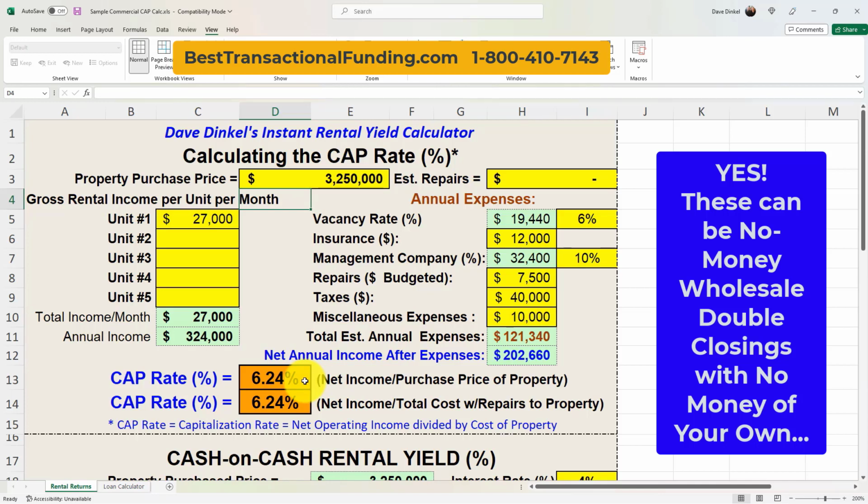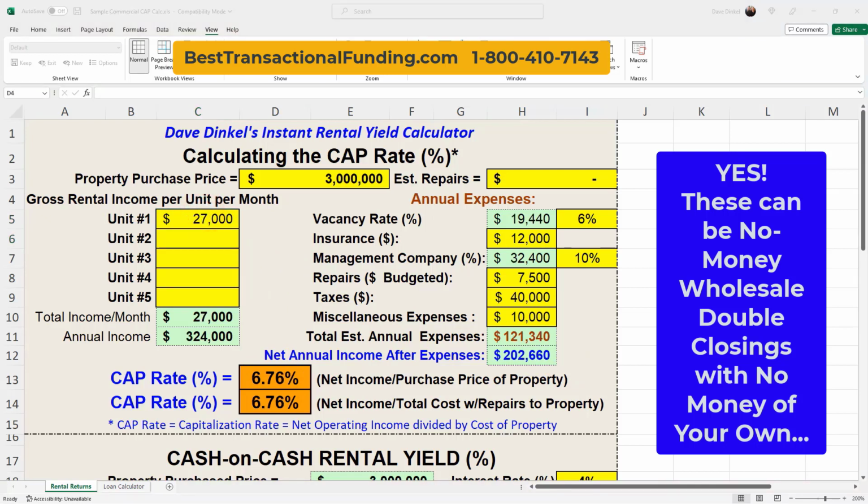The beauty of this property is he's going to look at it and say to himself, okay, what I'm going to do is increase these rents to begin with to $35,000 a month. His cap rate just went up by 2 full percent. His net annual income increases dramatically also. But let's go one step further.